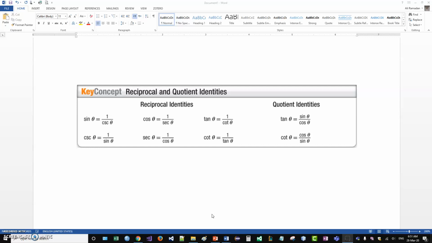Now for the quotient identities, you probably know this. Tangent theta equals sine theta over cosine theta, and cotangent theta equals cosine theta over sine theta. So we're going to use these identities to solve problems. Let's get to it.